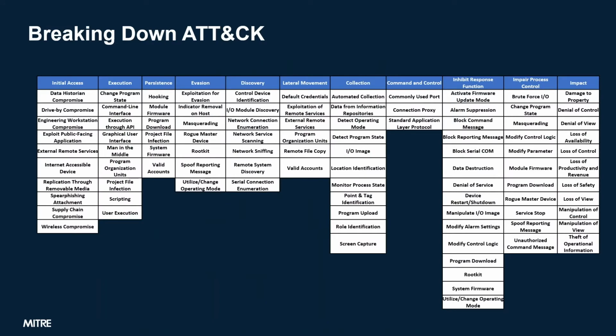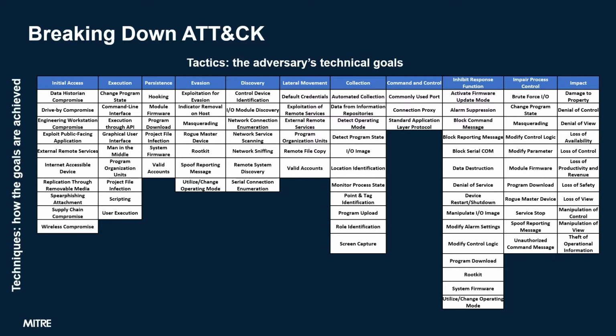So this is the technique matrix. Specifically, this is the technique matrix for Attack for ICS. Across the top, you have tactics, which are the adversary's technical goals. So as you can see, this ranges from initial access all the way to impact on the Attack for ICS technique matrix. And then associated with these tactics, you have techniques, or how the adversary achieves their goals.